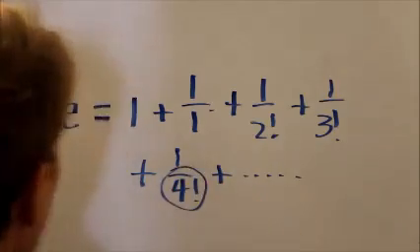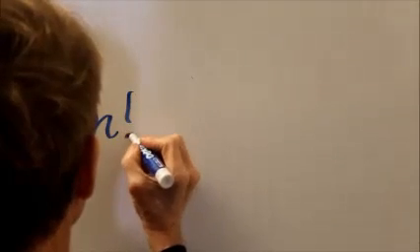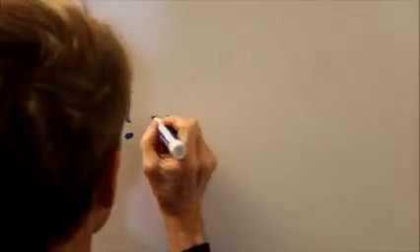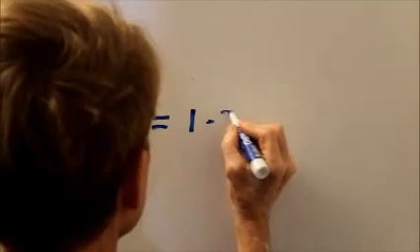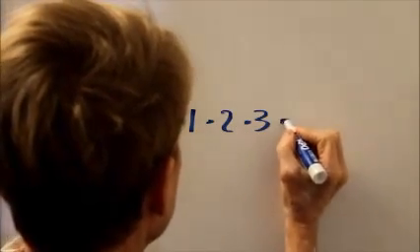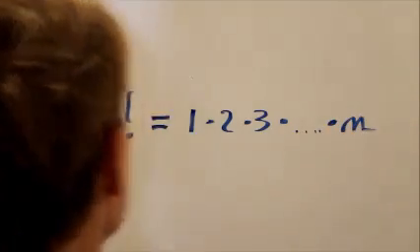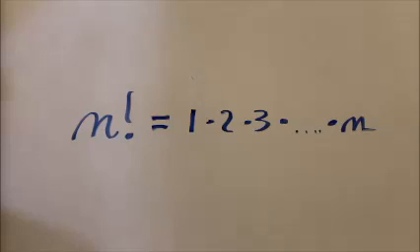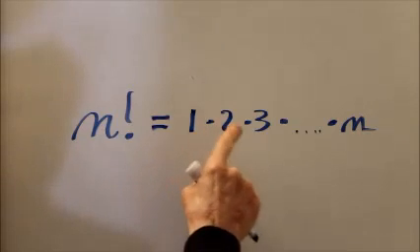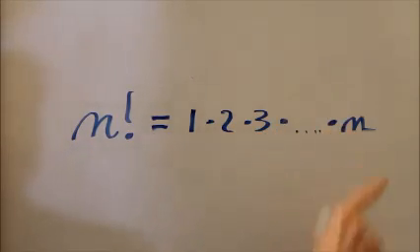Remember what factorial means. N factorial, where n is any positive integer like 1, 2, 3, 4, equals 1 times 2 times 3 times ... all the way up to n. So, for example, 7 factorial would be 1 times 2 times 3 times 4 times 5 times 6 times 7. So that's one of the interesting properties of e.